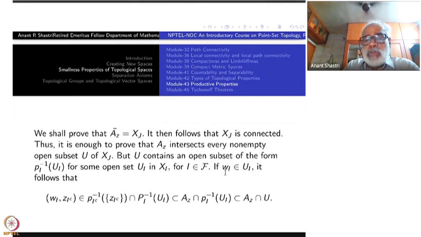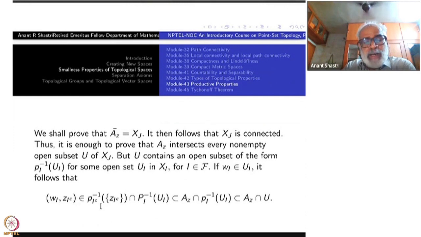Take a point WI inside this UI. This UI is non-empty, right? It follows that look at this point WI comma ZIC. What is the meaning of this? All the I coordinates, I inside I, are like W little I. If I is inside IC, then it is Z little I. That is the meaning of this point. We have defined this one.